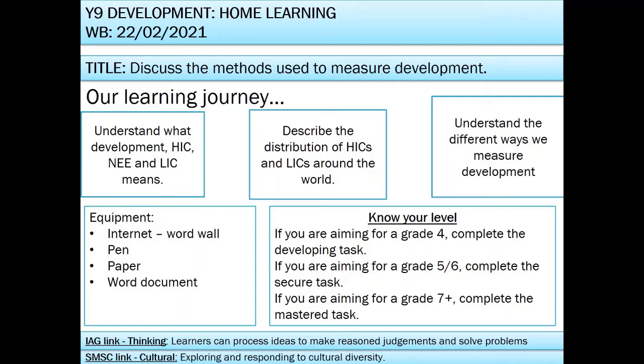This term we're going to look at a topic called development, and to start off we're going to discuss the methods used to measure development.